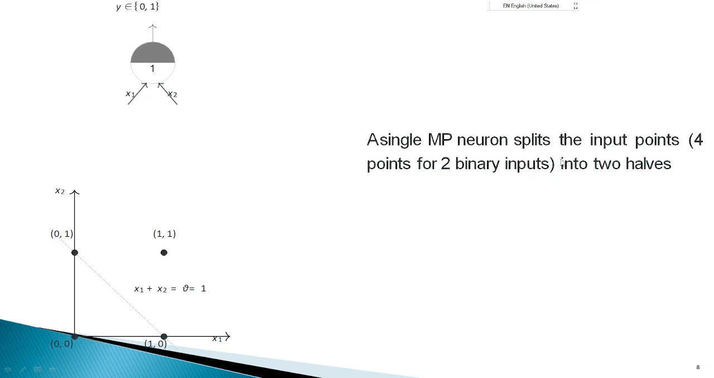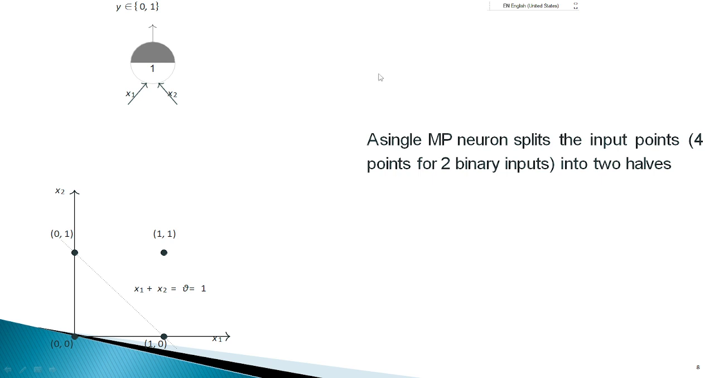So a simple MP neuron splits the input points into two halves. This is an OR function. The threshold is 1, with inputs x1, x2. Now we can plot the inputs: 0, 0, then 1, 0, 0, 1, then 1, 1. The threshold is 1, so this is an OR gate.